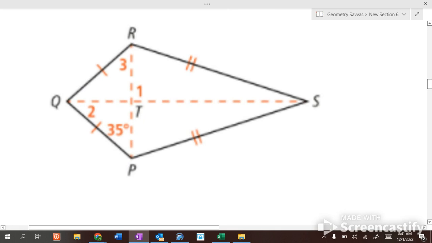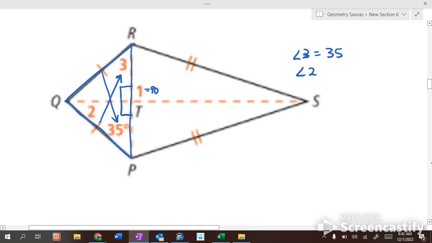So, diagonals are perpendicular. And so now let's figure out angles. What's angle 1 here? What's angle 1 going to be? Have to be 90 degrees. Because these are right angles. Okay? So, isosceles triangle theorem for this triangle. This angle is going to be congruent to this angle. So angle 3 is going to be what? 35.